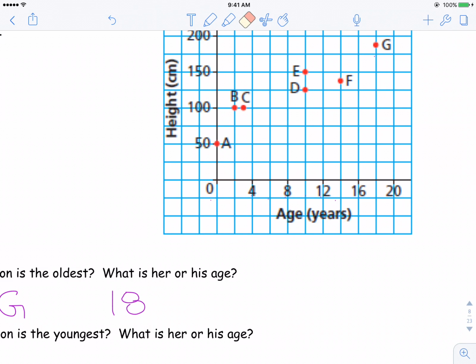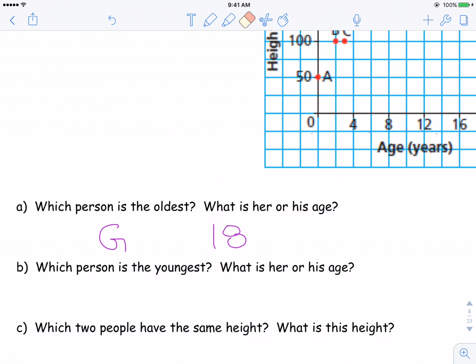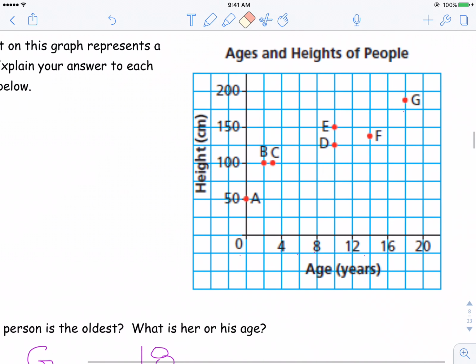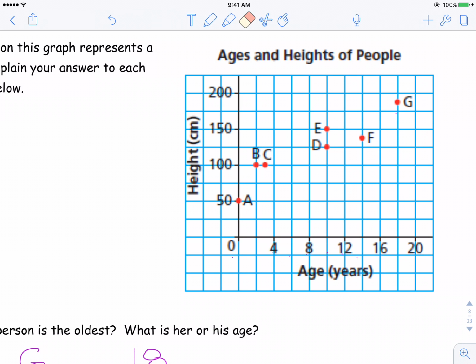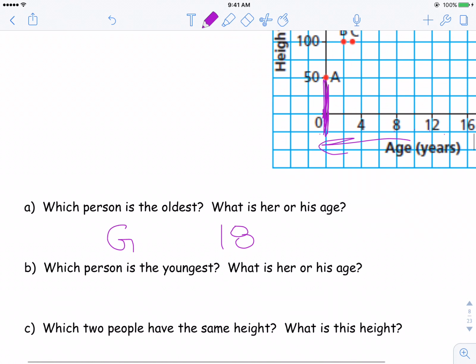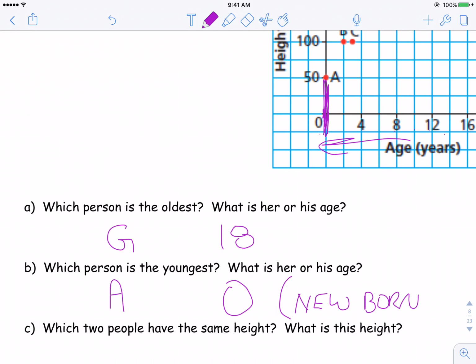Okay. Question B. Which person is the youngest and what is his or her age? Youngest would be the furthest to the left this way. And in this case we have, actually we could call it a 0 because it's what that would be. And that would be considered a newborn. Hasn't quite reached their first birthday yet, so we refer to their age in months. Normally, this would be person A, whoever it happens to be. They would be 0, and we would know this as a newborn, or a newborn baby.